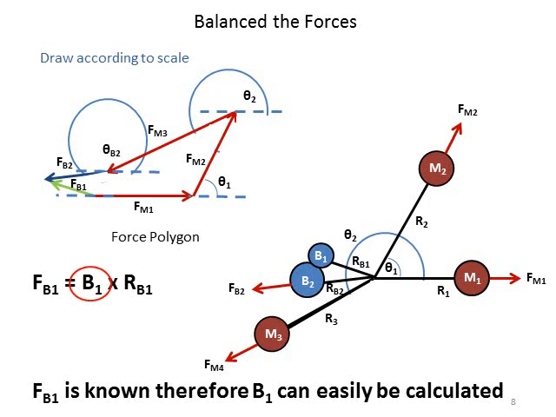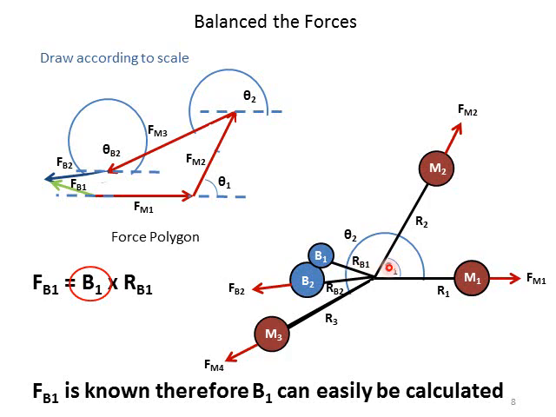Next, we will draw a force polygon. In case of the force polygon, the additional force is from the balancing mass B2, which is FB2, because if the balancing mass B2 is known and the radial distance RB2 is known, then we can easily calculate FB2. So FB2 is known in our situation because we already have calculated mass B2. From this mass B2, FB2 can be easily calculated.